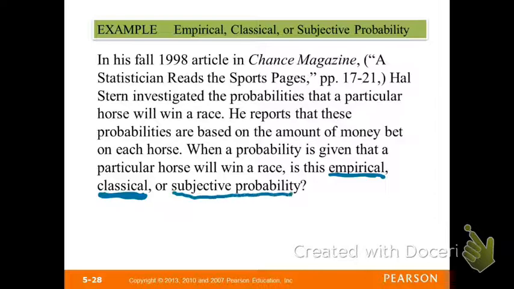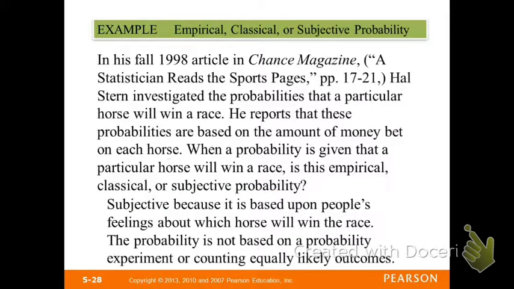or is it subjective? Okay, and because this particular writer investigated the probability and based it on the amount of money bet on each horse, right? And the amount of money bet on each horse is based on people's opinions about whether that horse is going to win. And because it's the opinion of people that determines the probability, then we are going to say that this is completely 100% a subjective probability, because it's based on the people's opinions or feelings about whether the horse will win a particular race. Okay, that's it for this section.